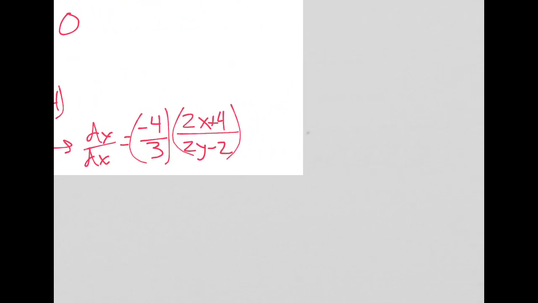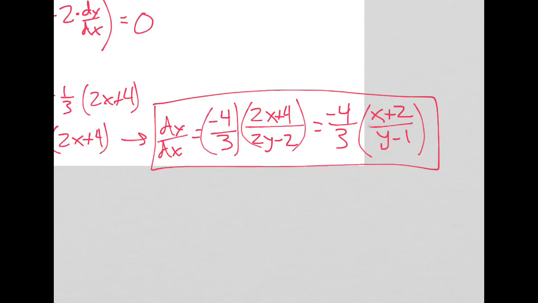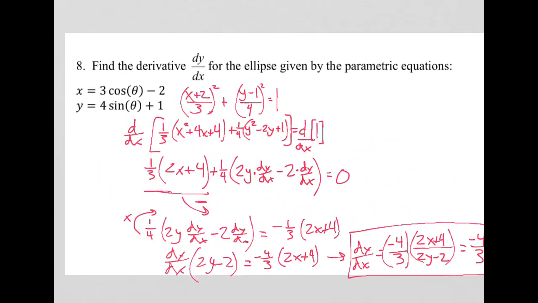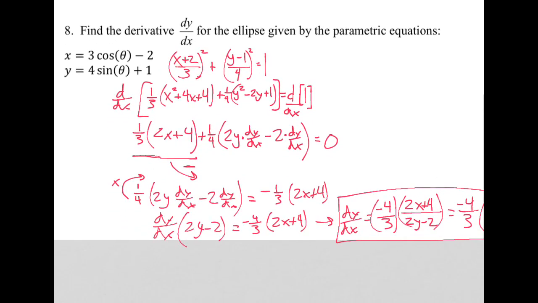There's my derivative. I'm going to simplify it a little more to get negative 4/3 times the expression. Notice 2x + 4 and 2y - 2 are all multiples of 2, so I'm going to divide all of that by 2 and write it as (x + 2)/(y - 1). And there you have it. That is my beautiful derivative. It doesn't ask us to do anything other than find the derivative. Started with parametrics, wrote it in rectangular, took the derivative.